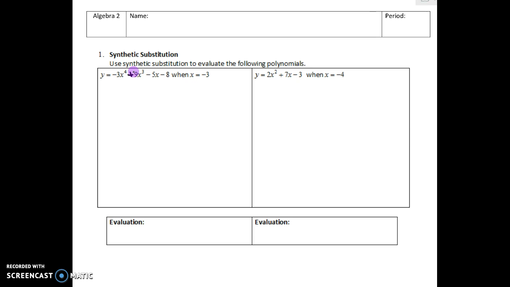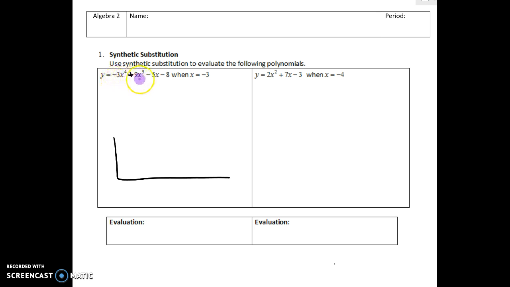So synthetic substitution, yes, we use it to find x-intercepts, but really you guys are just finding points on the polynomial, so it doesn't always have to be an x-intercept. So this is just trying to get you guys to prove that you know how to do synthetic substitution for any value. So what we need to do is go ahead and set up our L. I'm going to actually move that a little bit.